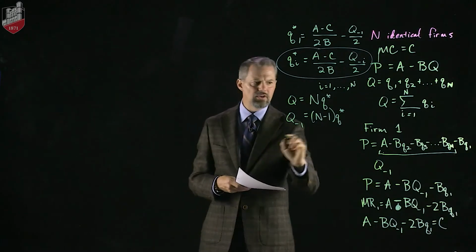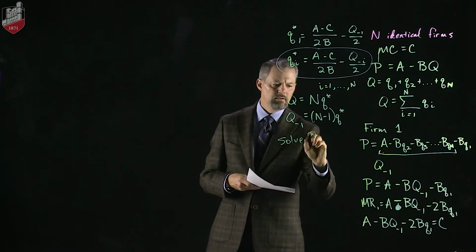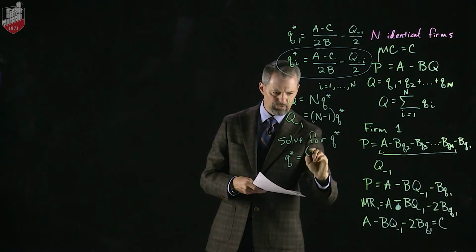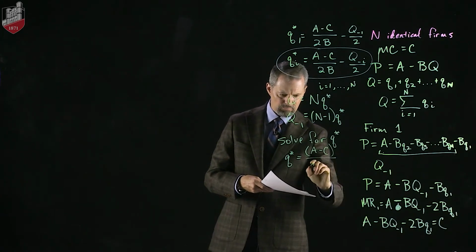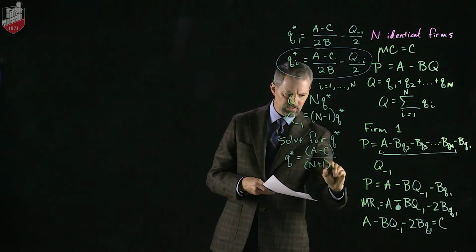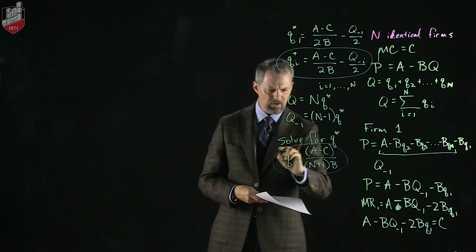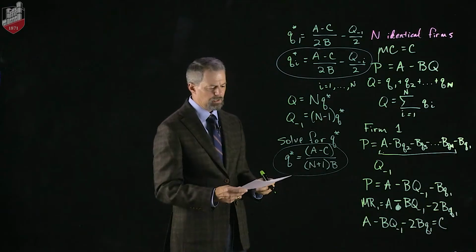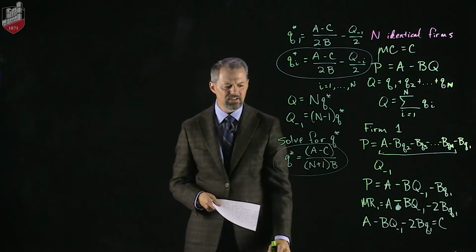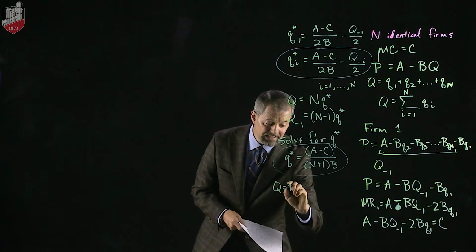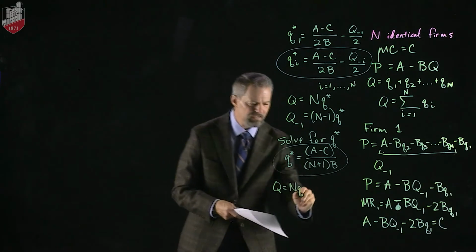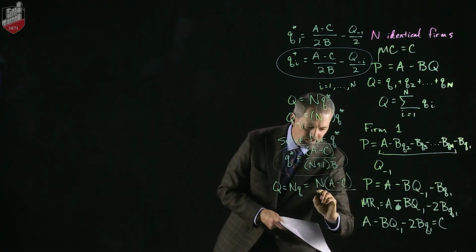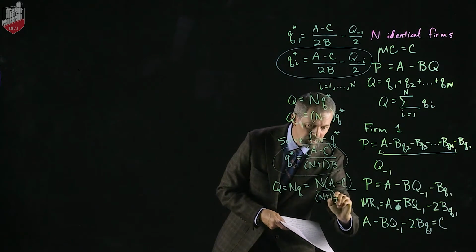And solving for Q star, what we get is that Q star is equal to (A minus C) over (N plus 1) times B. That's the quantity produced by a firm. All of our firms are identical, so if you figure it out for one firm, you've got it for all of them. Industry output Q is equal to N, number of firms, times that, which is equal to N times (A minus C) over (N plus 1) times B.